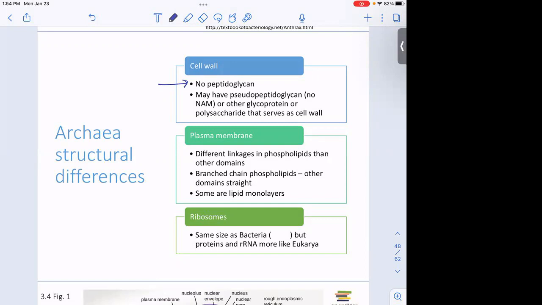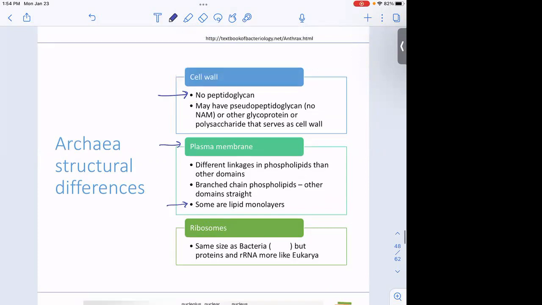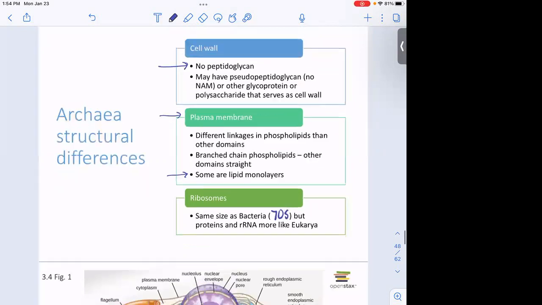The plasma membrane, we didn't get into the nitty-gritty biochemistry, but there are some different kinds of linkages with the phospholipids, different kinds of branching. Sometimes they even have a lipid monolayer instead of a bilayer for the Archaea, so some strange things there. And the ribosomes, like I mentioned before, are the same size as bacteria. Remember, that's 70S, but there are some differences in the proteins that make up the ribosomes that we won't get into too much.